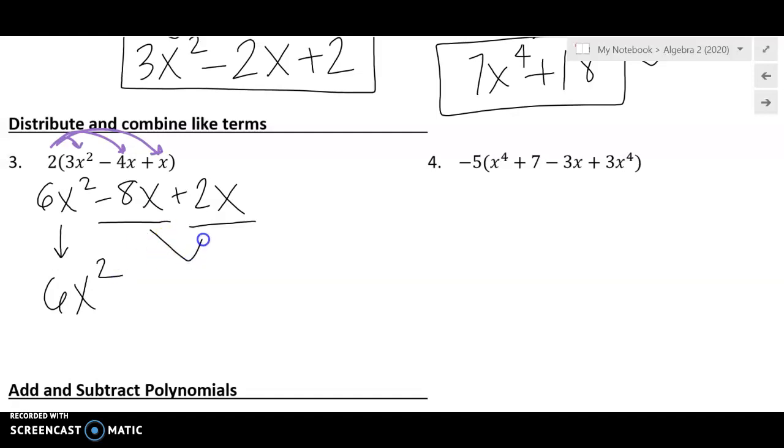Then I combine these next two pieces. That would give me a negative 6x, and now I would be completely finished. It's basically simplified all the way.